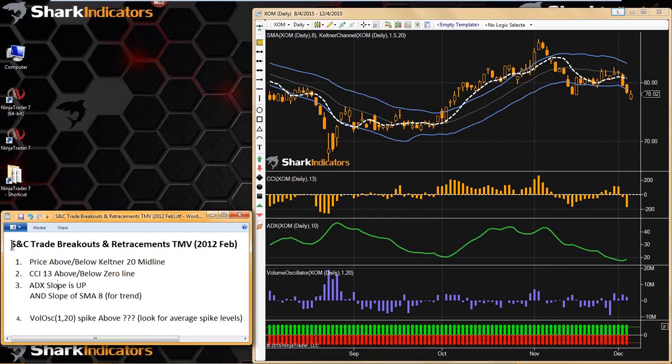This system here came from a Stocks and Commodities article from February of 2012, and it's a trend, momentum, and volatility type of system. The volume oscillator helps identify that volatility. It's actually volatility and volume. Yeah, so they didn't put two V's in there. It says TMV.